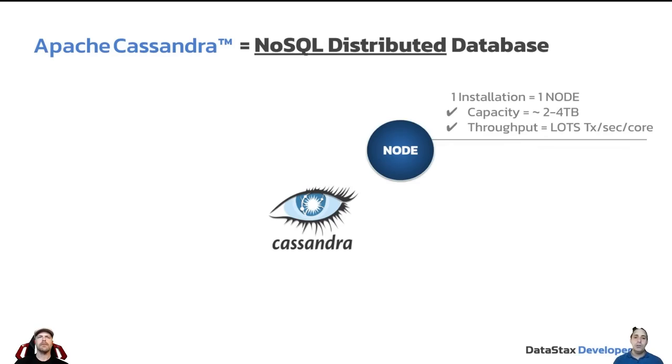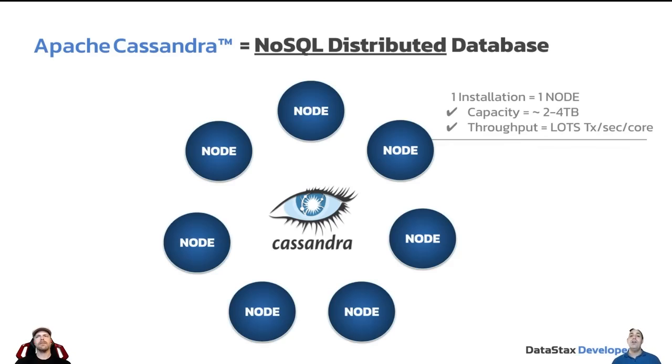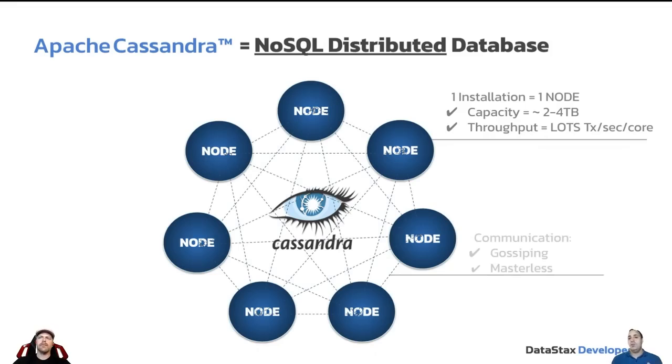It's a distributed database, so you want multiple nodes. In this configuration, there is no master. This is what we call masterless. All communications are peer-to-peer, and it's called gossiping. You can then group those nodes as a data center, also called a ring. Pretty cool, right? So what do we want to do with those rings?